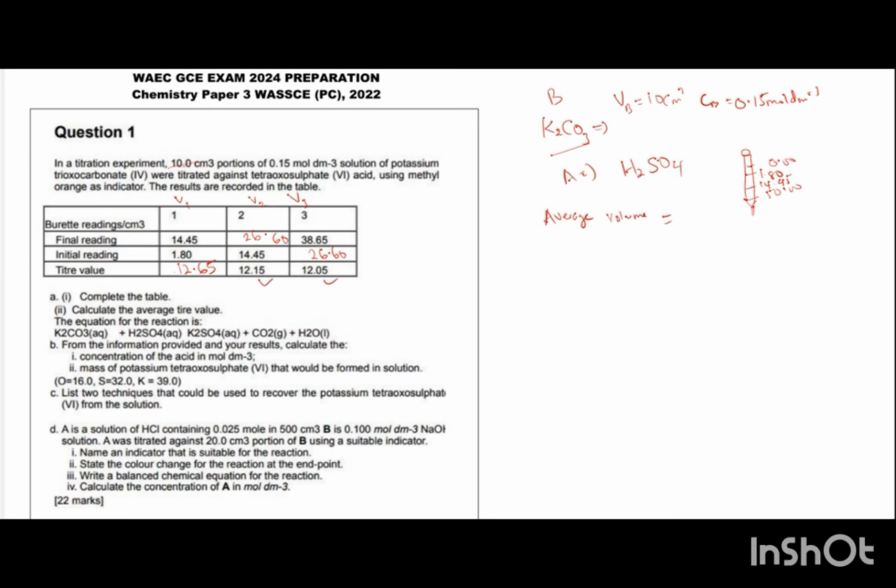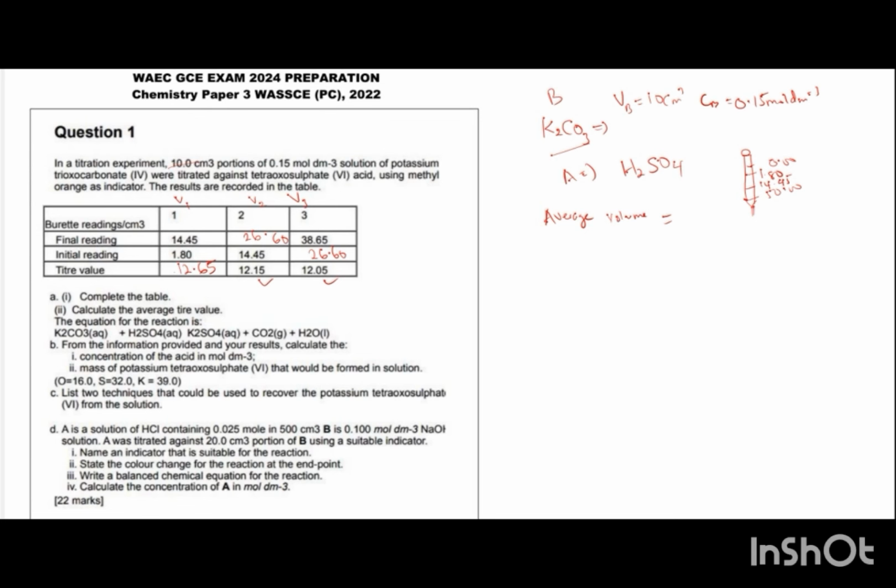This is very far, this is not concordant. You are not expected to use this one because the difference between this and this is around 0.40, but the difference between this one and here is just 0.10. So these are concordant values. So you are expected to use concordant values for calculation of the average volume of acid used. And what makes something concordant is that the difference must not be more than 0.2. So the difference here is just 0.1. So that's why it's concordant.